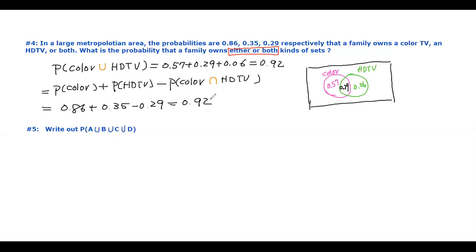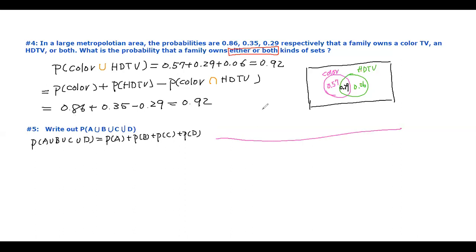Okay, so now the next problem wants us to write out A union B union C union D, to see if we know how to do it. So remember, this is A union B union C union D. The first set is to write out each individual event. So it's A, B, C, D, right?